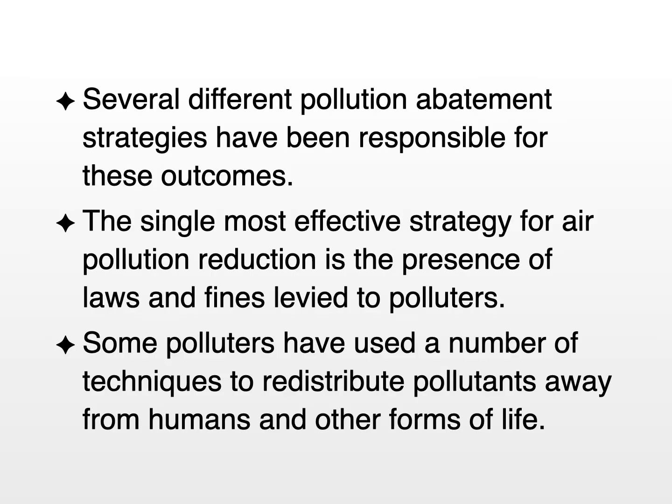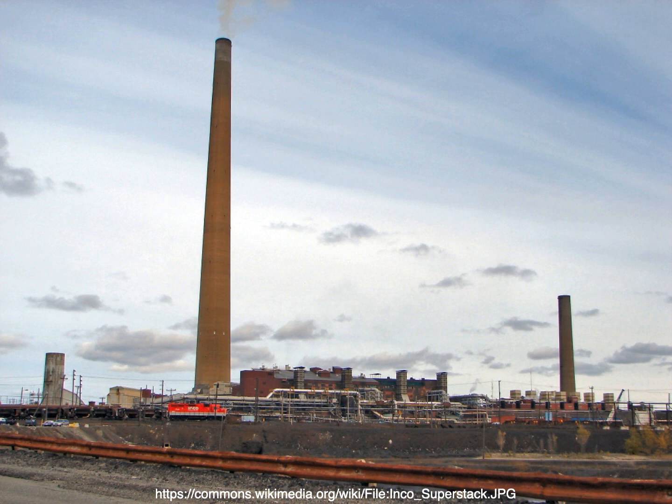Several different pollution strategies have been employed. The single most effective strategy is to put laws in place and levy fines to polluters. Some polluters have used a number of techniques to redistribute pollution away from humans and other life forms, put it higher up in the atmosphere. Some smokestacks have technology called scrubbers that removes pollution before it enters the atmosphere.